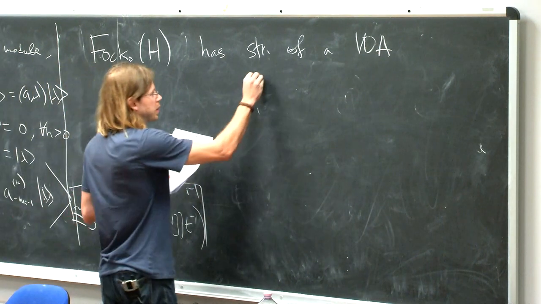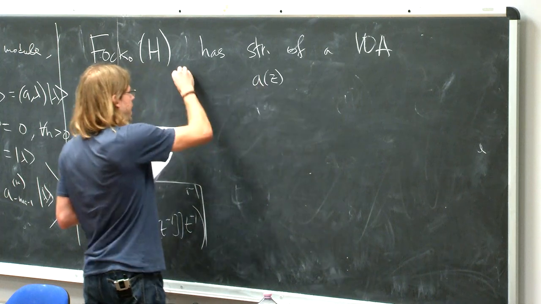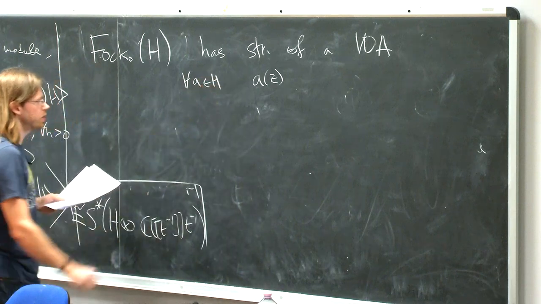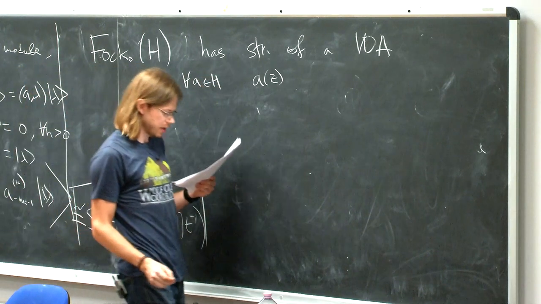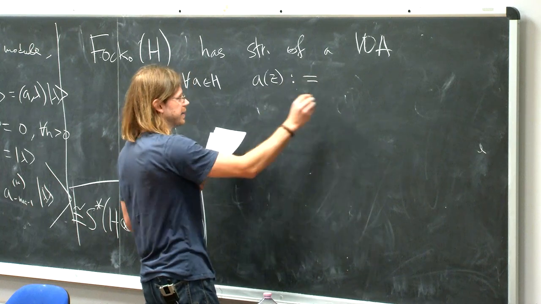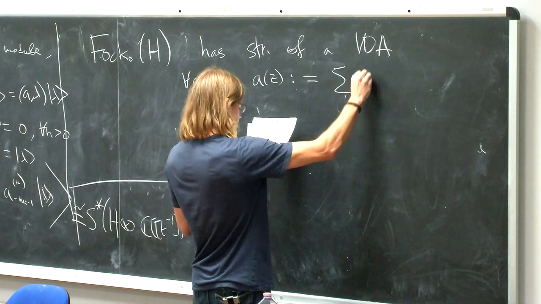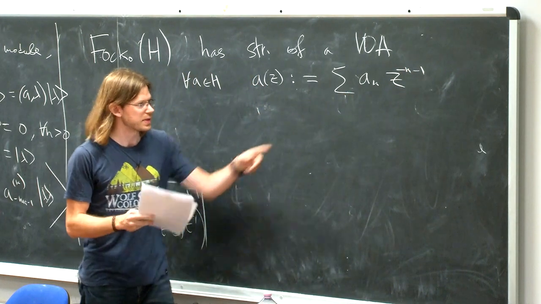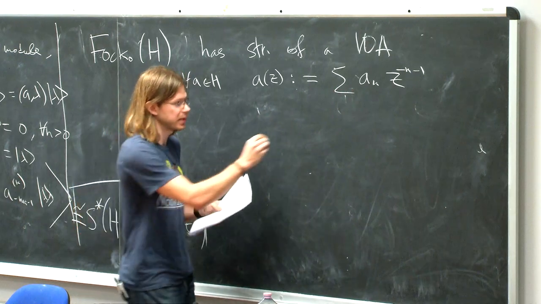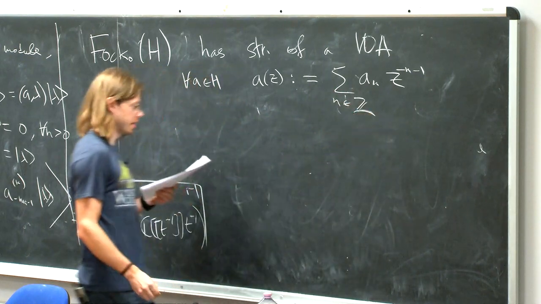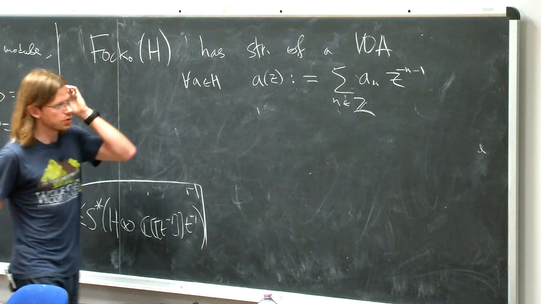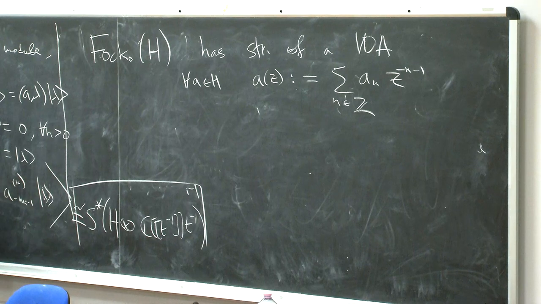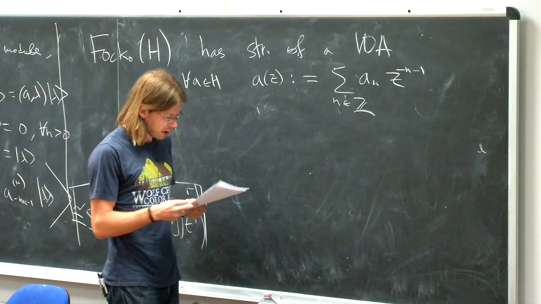And so let me introduce another notation. For any element A in my vector space H, denoted by A(z), the formal Laurent powers in variable z with coefficients being A_n, which were defined previously. So these are generators, these are elements of the Heisenberg-Lie algebra.